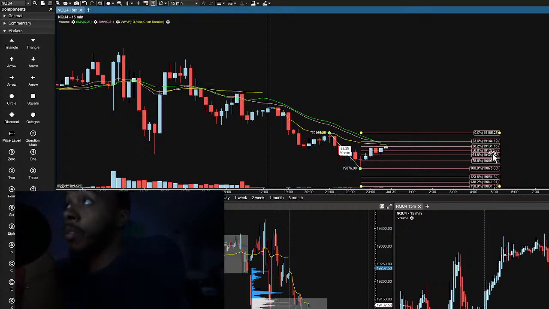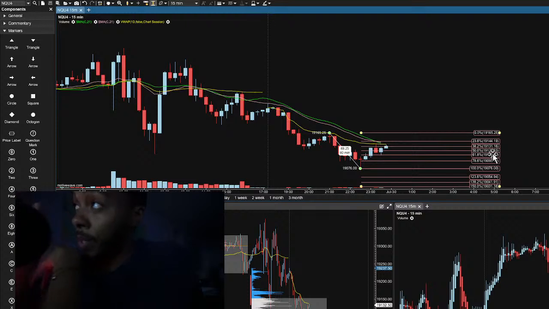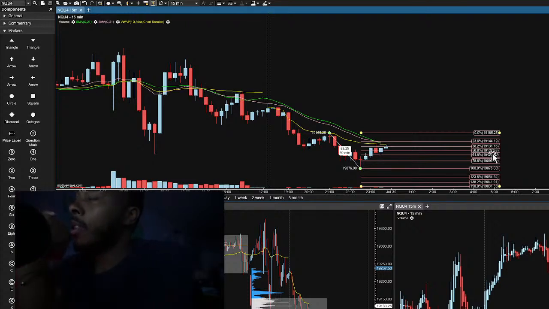If this breaks VWAP, I'll wait for a retest and then start planning my buying strategies, or only one strategy, but start reorienting my brain to be like, okay, we're in a bull market, let's go ahead and start buying. But we'll just wait to see how it goes.